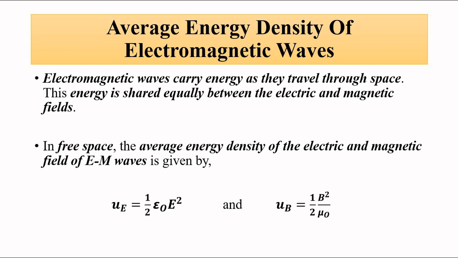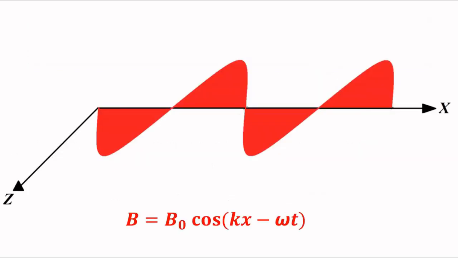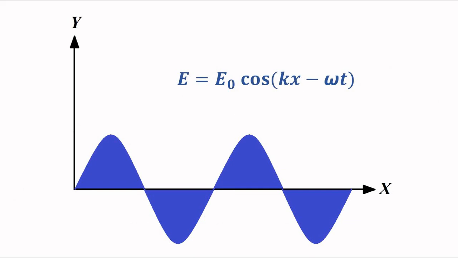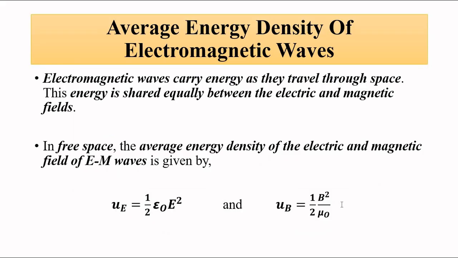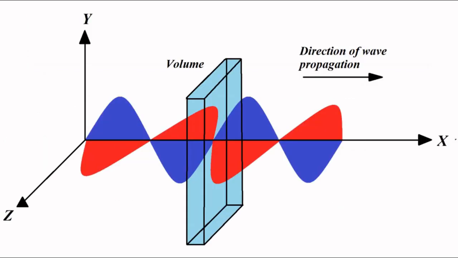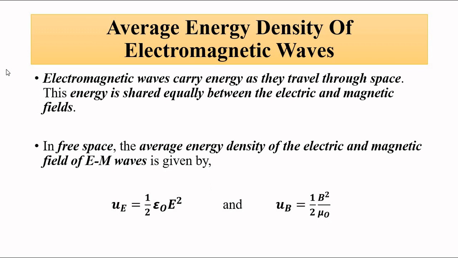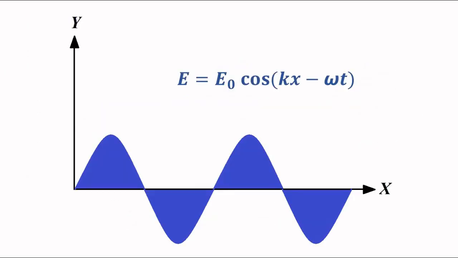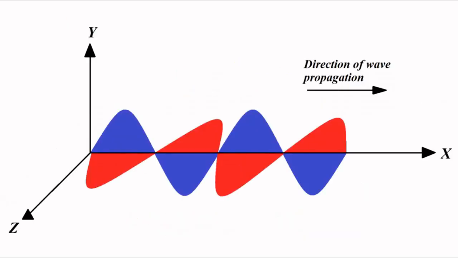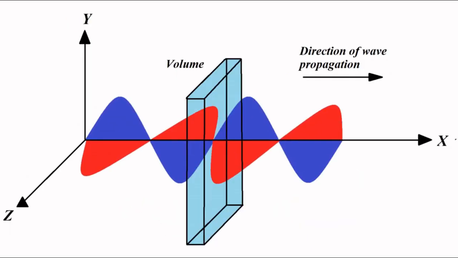Okay, this one which we have already discussed, this is B, this is E, and mu 0 is the absolute permeability, which is 4 pi × 10⁻⁷. So this is the average energy density of the electric field, the electric component of the electromagnetic wave, and this is the average energy density of the magnetic field or the magnetic component. Okay, the electric component and the magnetic component. So this is the average energy density.